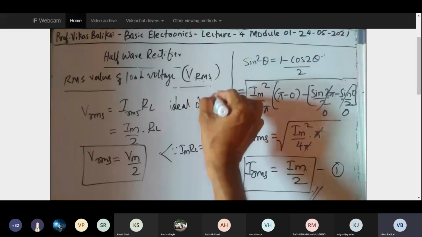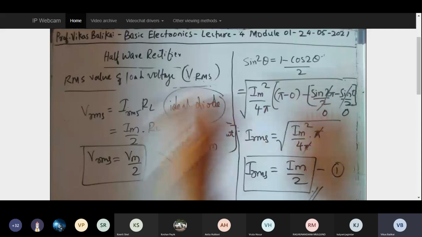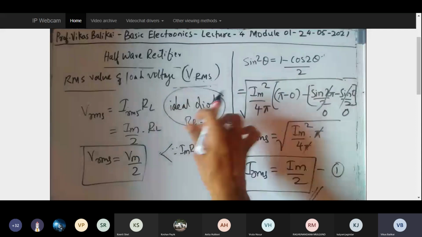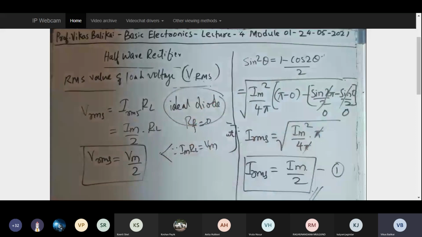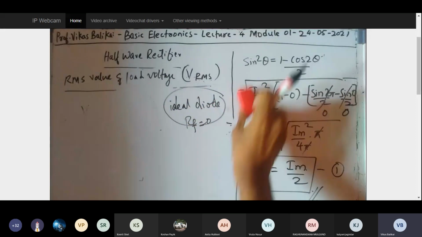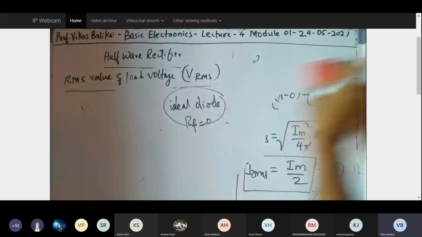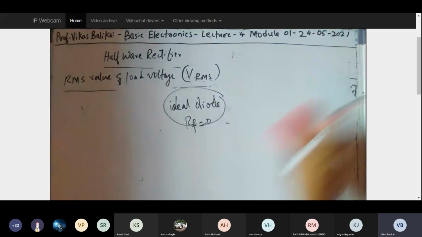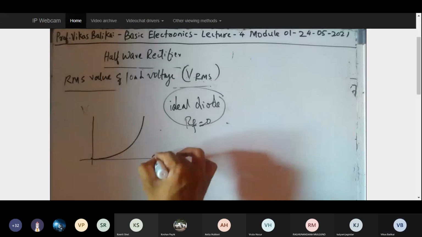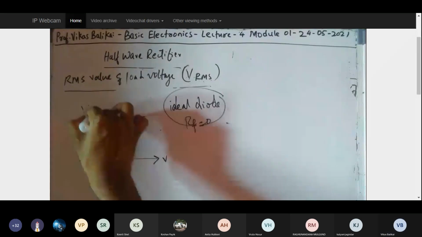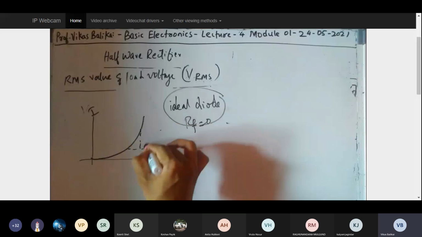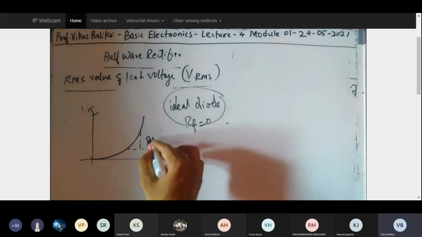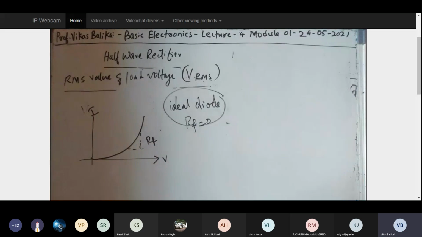Remember, what is an ideal diode? It doesn't have RF, or basically RF equal to 0. What is RF? RF is the forward resistance of my diode, which I have taken as 0. Basically, what is the forward resistance of the diode? If I just draw the graph, the resistance offered to the flow of current in the diode, that is the dynamic resistance. This I have considered as 0. Considering there is no forward resistance, I did this derivation.